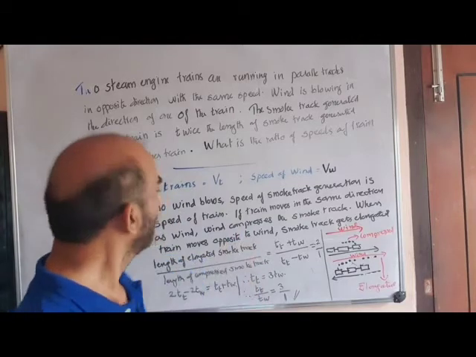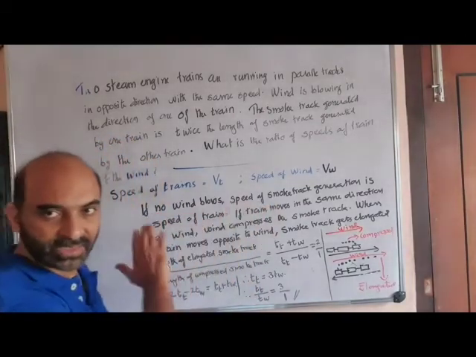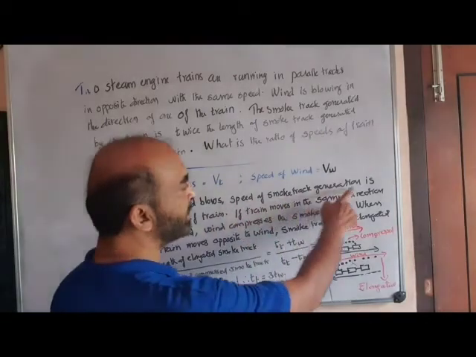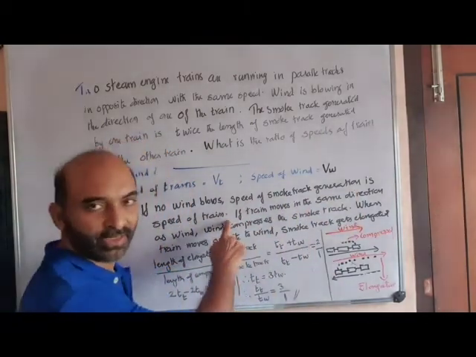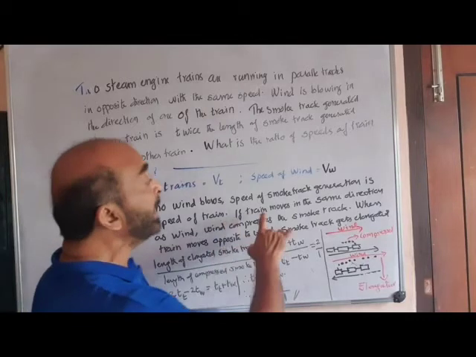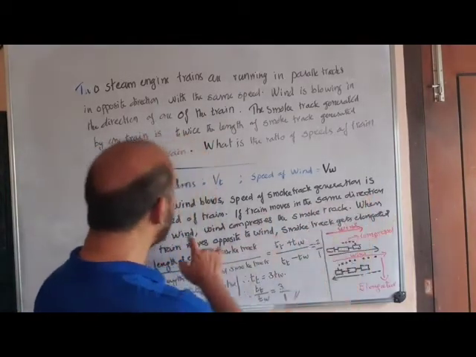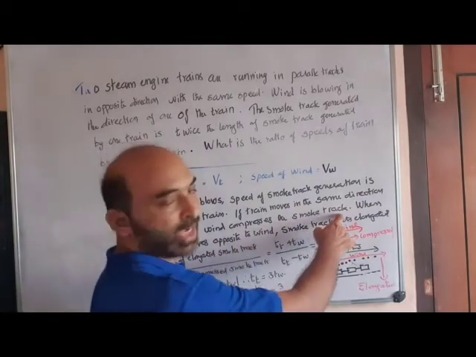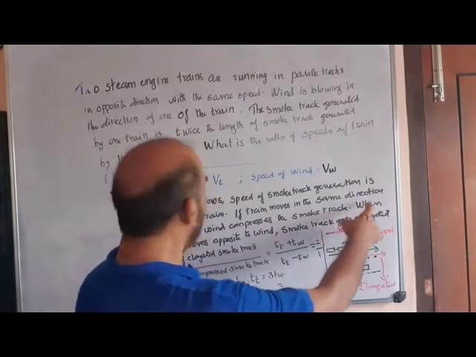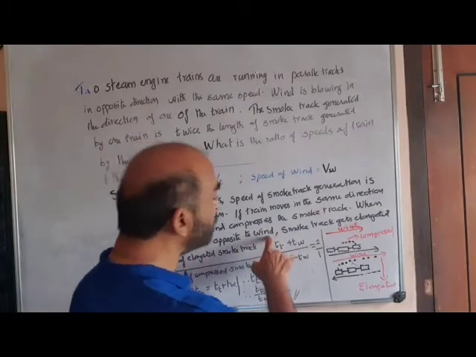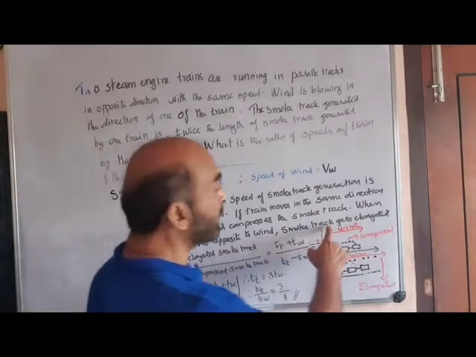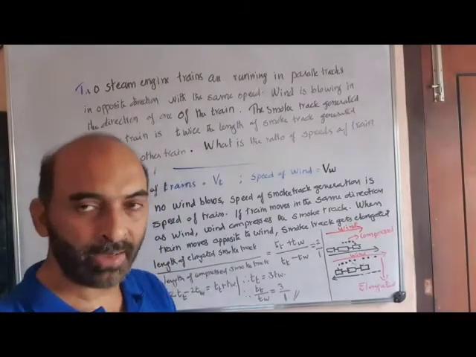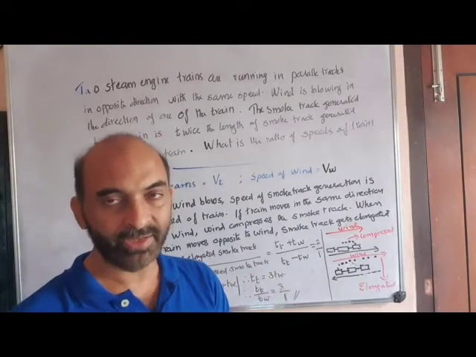Now, I have written those things as sentences. If no wind blows, speed of smoke track generation is the speed of the train. Okay, if no wind is there. If the train moves in the same direction as the wind, it compresses the smoke track. I have explained. When the train moves opposite to the wind, the smoke track gets elongated. Okay, these are the basic ideas here.